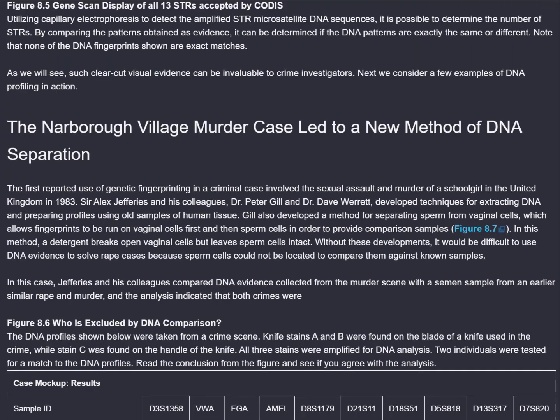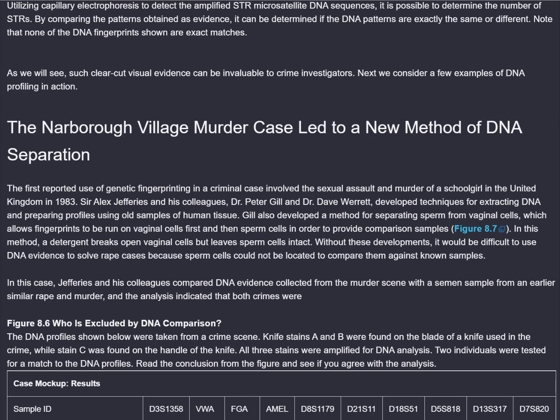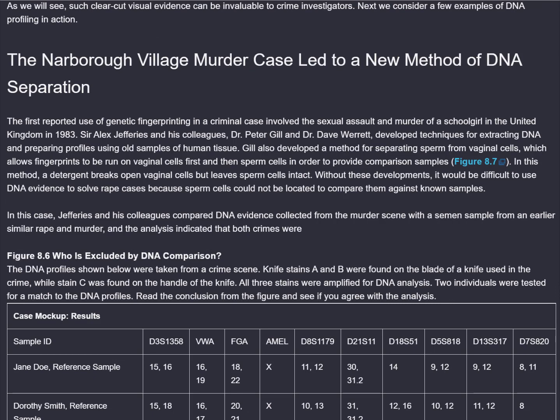Figure 8.5 Gene scan display of all 13 STRs accepted by CODIS. Utilizing capillary electrophoresis to detect the amplified STR microsatellite DNA sequences, it is possible to determine the number of STRs. By comparing the patterns obtained as evidence, it can be determined if the DNA patterns are exactly the same or different. Note that none of the DNA fingerprints shown are exact matches. As we will see, such clear-cut visual evidence can be invaluable to crime investigators. Next we consider a few examples of DNA profiling in action.